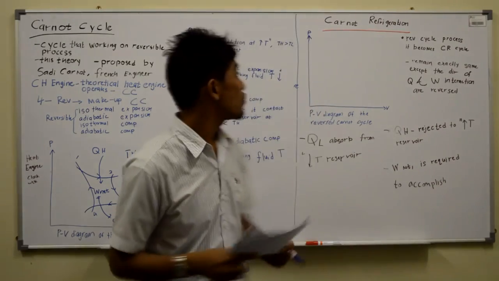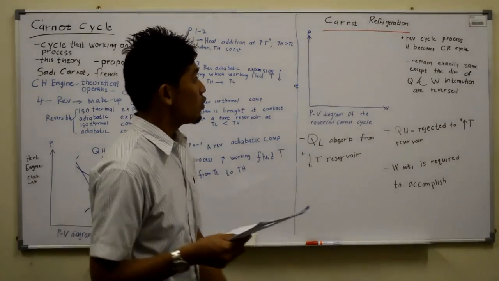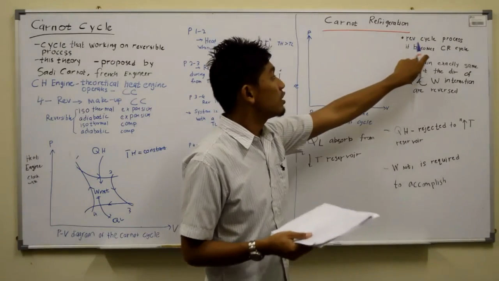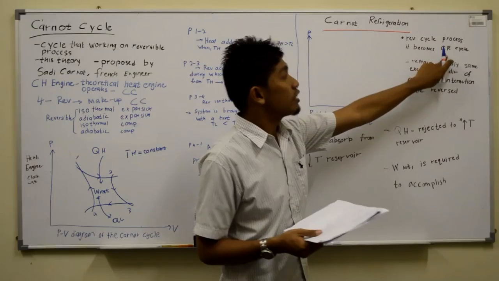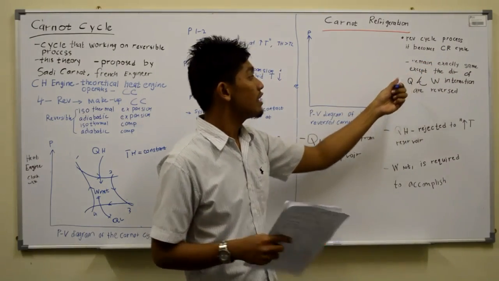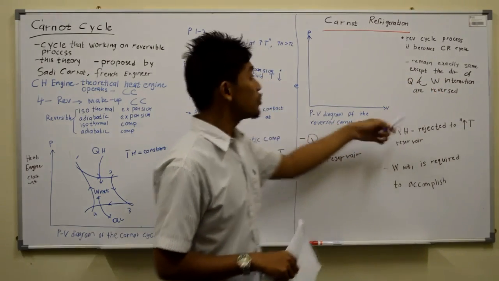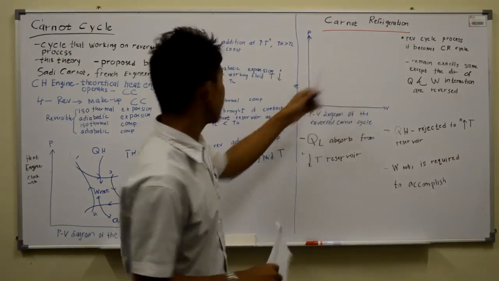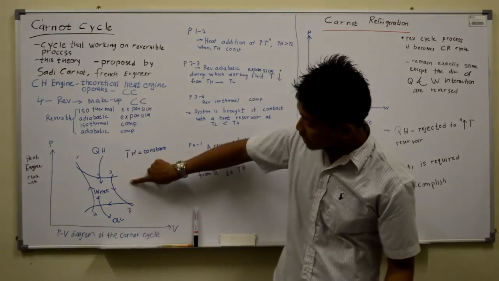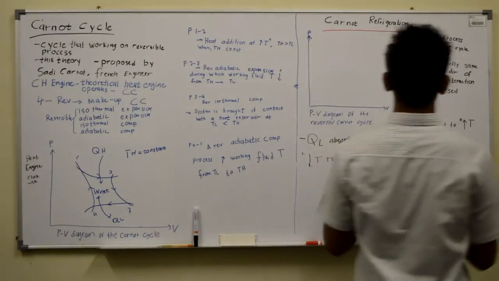Then I will proceed to the Carnot refrigeration. This is for a refrigerator, which can be explained by a reversible cycle process. It becomes a Carnot refrigeration cycle. It remains exactly the same, except the directions of the heat and work interactions are reversed. So this is just the same as the PV diagram, but the direction will be anti-clockwise. So I will draw it the same.